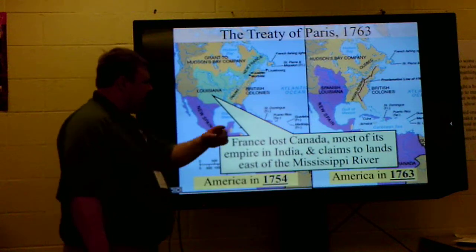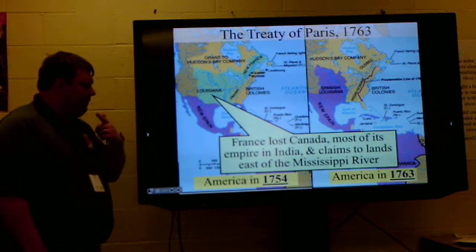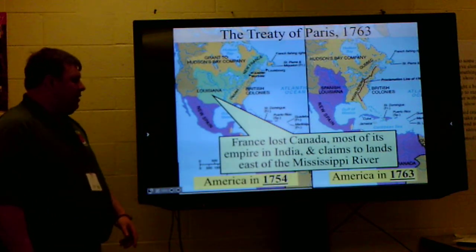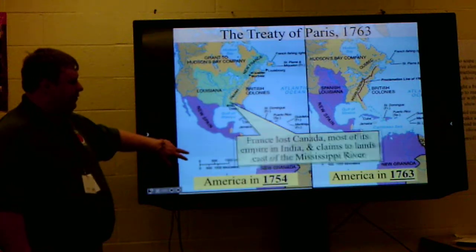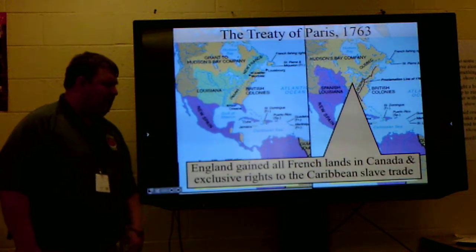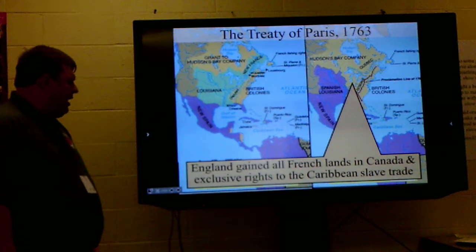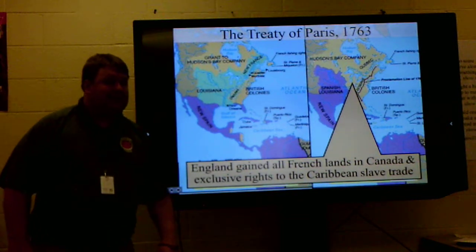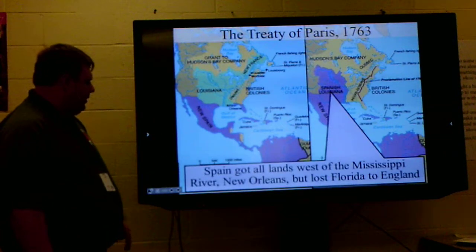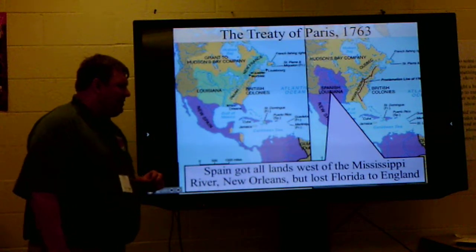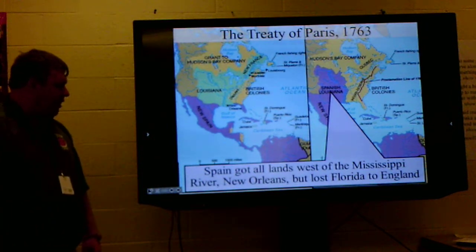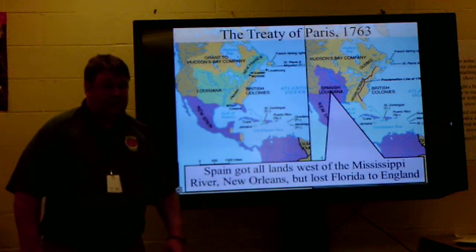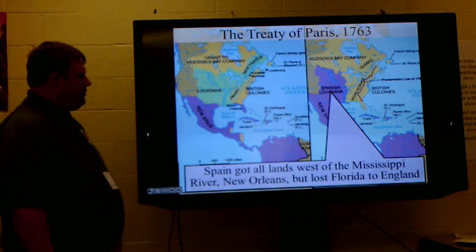All right, so the French lose Canada, most of their empire in India, and claims to land east of the Mississippi River. England gets all those French lands in Canada and exclusive rights to the Caribbean slave trade. And Spain gets all lands west of the Mississippi and New Orleans, but they lose Florida to England during this time. So Florida belongs to England.